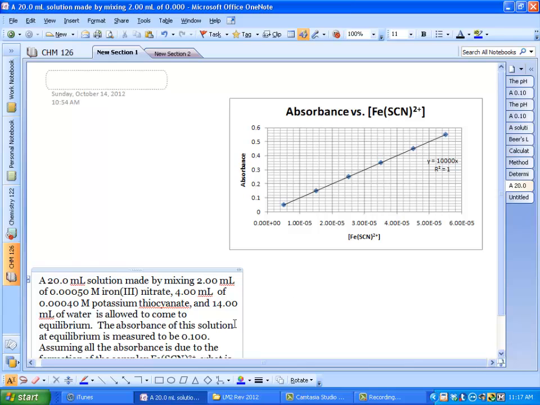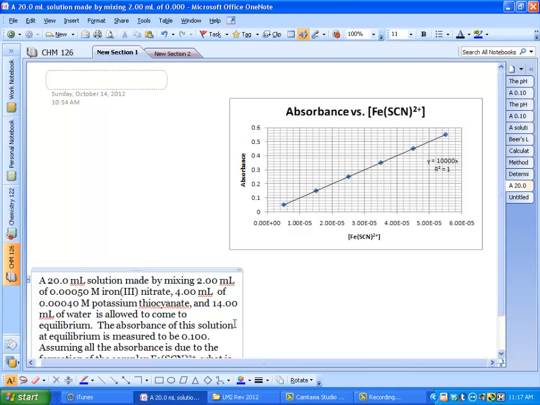In the first part, you're going to make a series of solutions that force the equilibrium effectively all the way to the right. And you're going to assume that all the thiocyanate that goes in there becomes your iron thiocyanate complex. Okay, and then you measure the absorbance of that. And that's what I've done here on the top. You see this graph, absorbance versus concentration of the iron thiocyanate ion.